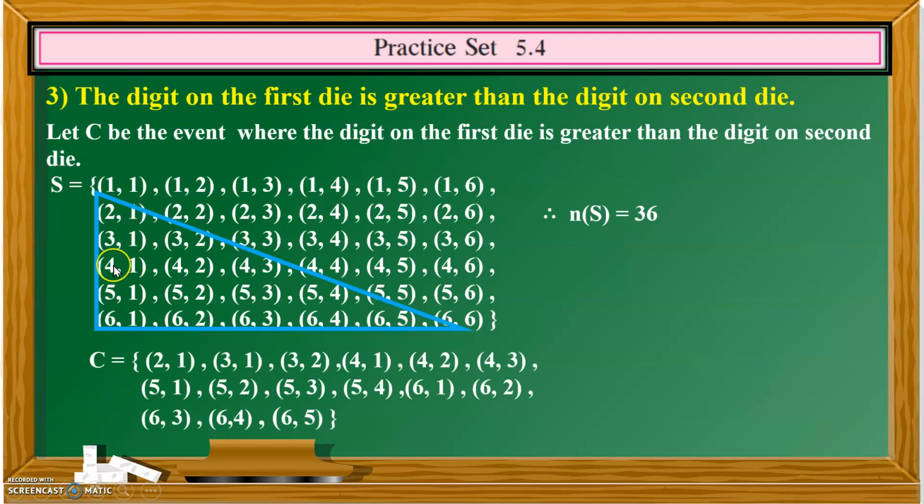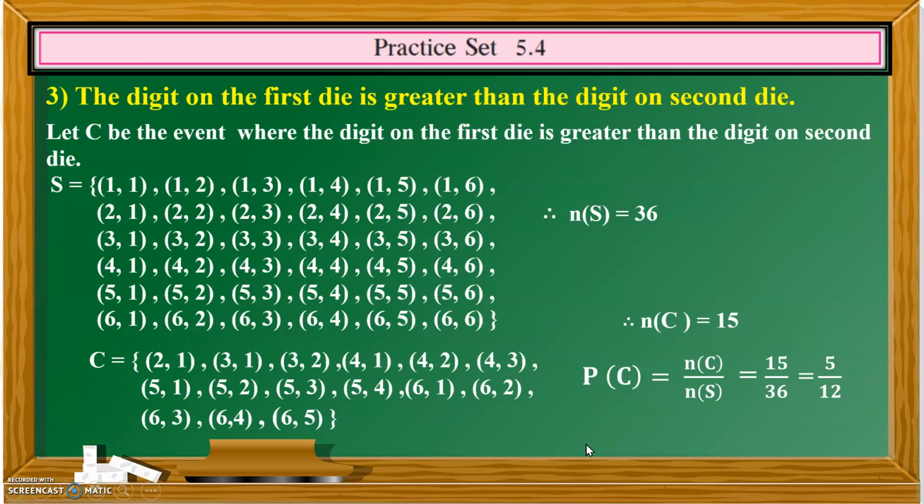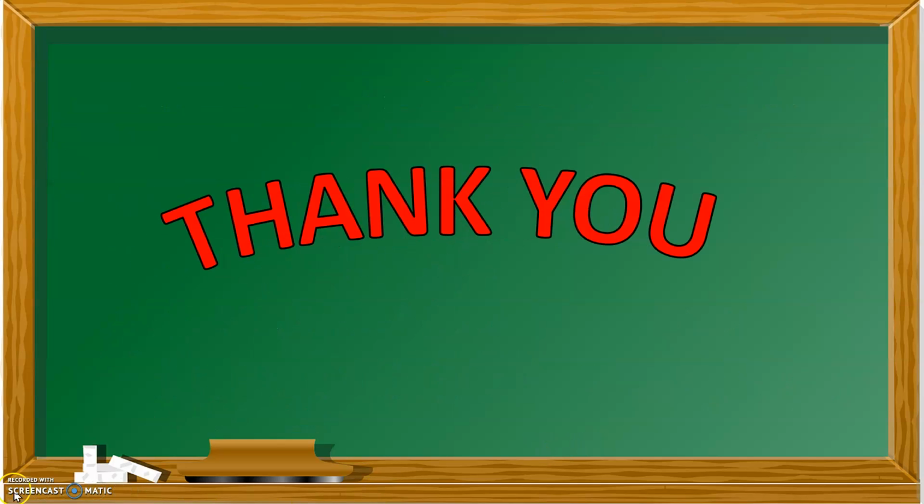So when we write C, we have to copy all this, that is 2, 1, 3, 1, 3, 2, 4, 1, 4, 2, 4, 3, 5, 1, 5, 2, 5, 3, 5, 4, 6, 1, 6, 2, 6, 3, 6, 4, 6 up to 6, 5. And when you count this, you will get N of C as 15. So P of C will be N of C upon N of S equal to 15 upon 36. And when you reduce this, you will get 5 upon 12. Hope this part is clear, students. With this, we come to the end of today's session. Thank you.